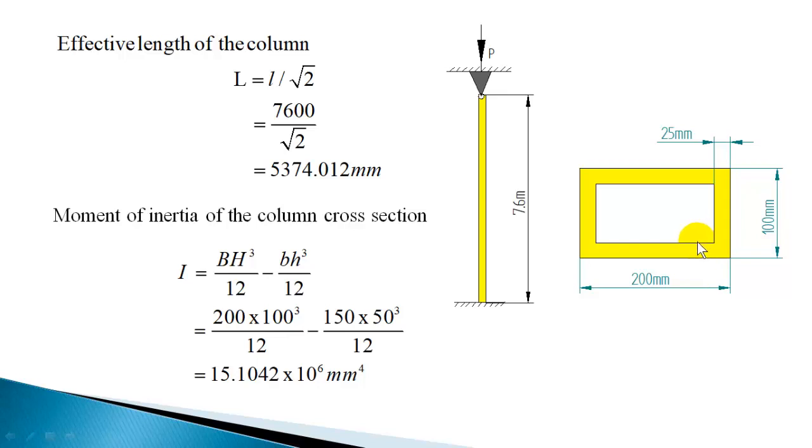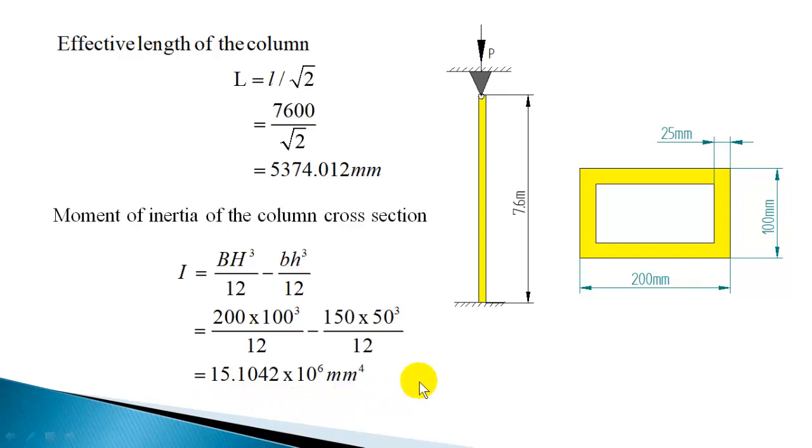That you can calculate and see that it will be more than the value given by the moment of inertia with respect to centroidal x-axis. So this is the least moment of inertia of the column cross section and it will give 15.1042 into 10 raised to 6 mm to the power of 4.